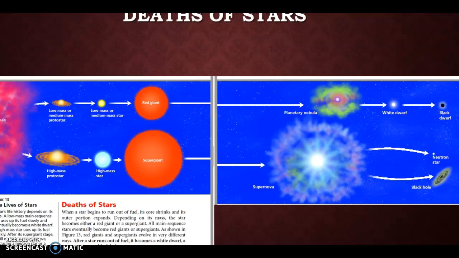This is a picture from your book that was pretty interesting, and it goes through every different type of star and how it goes through things, and I'll go through this with you. I was unable to completely get the nebula on the picture, but a nebula is where things start.